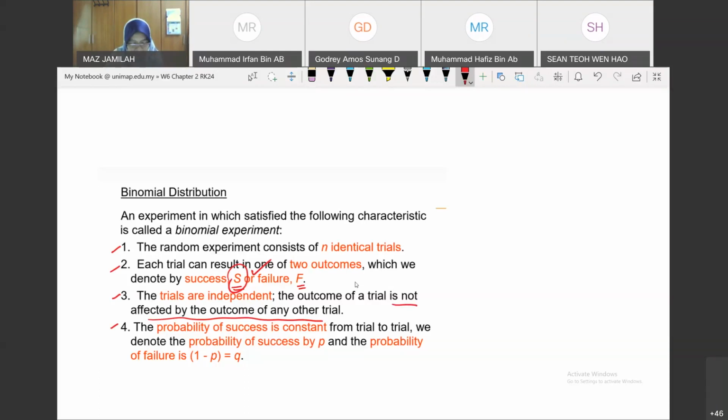Now, the last one will be the probability of success is constant from trial to trial, and we denote the probability by P. So this is the probability value. Usually the probability value will be given in your questions. I hope everyone can understand the 4 criteria for any random variable that follows a binomial probability distribution. It must have all these 4 criteria fulfilled. Each and every one of the 4 criteria.